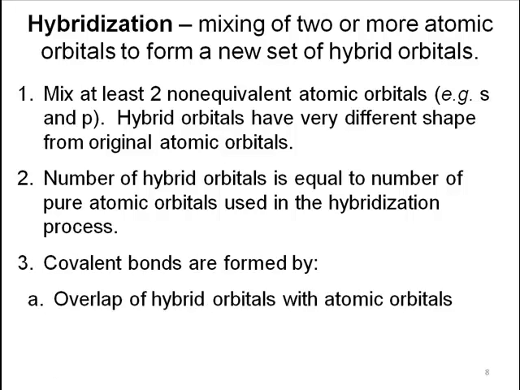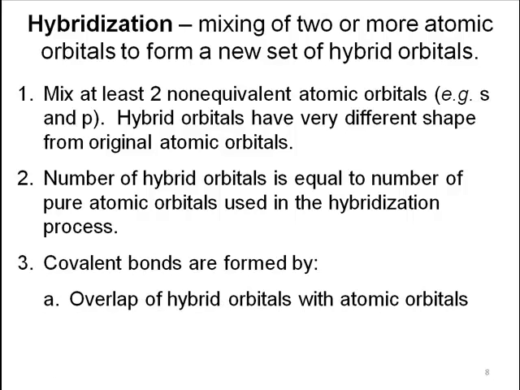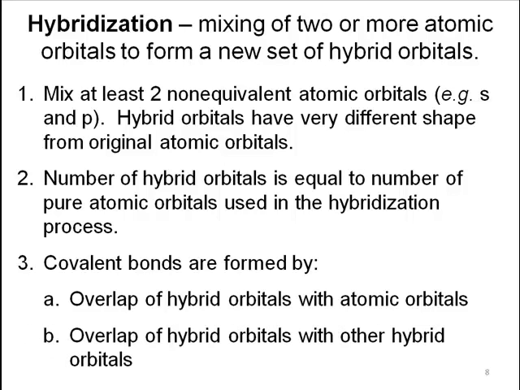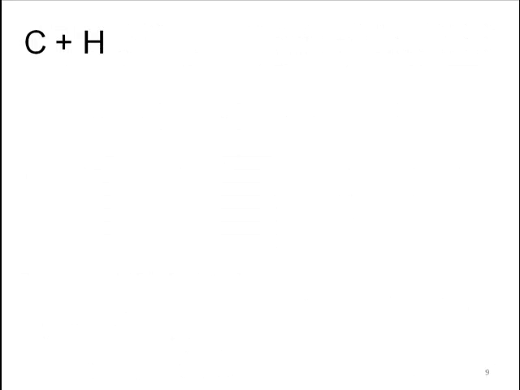Covalent bonds are formed by overlap of hybrid orbitals with atomic orbitals. So the hybrid orbitals overlap the atomic orbitals, and you get these bonds. Overlap of hybrid orbitals with other hybrid orbitals will also give you these bonds. So a hybrid orbital is just a modified shape that accommodates reality. It actually is a better model because it shows what the shape of these molecules really is.